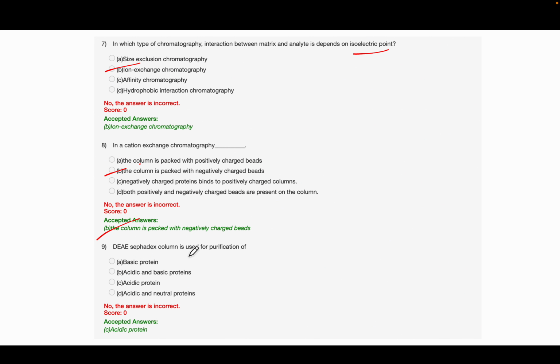DEAE Sephadex column is used for purification of acidic proteins. So I have shown some examples of these column beads for purification of cations and anions. So this is for acidic protein.